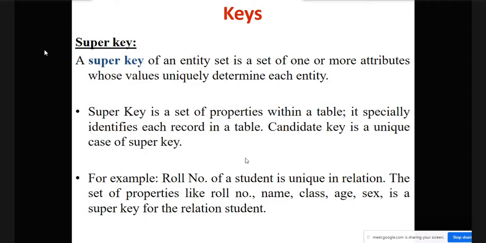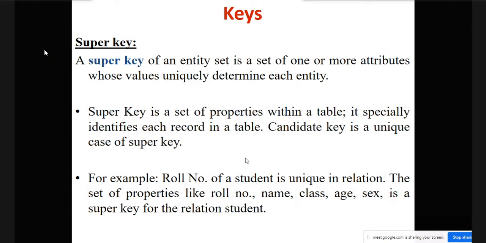So we'll start with super keys. What are the super keys? Super keys are nothing but, you can say, main keys, at the super level. A super key of an entity set is a set of one or more attributes whose values uniquely determine each entity of your entity set. So that is known as a super key.